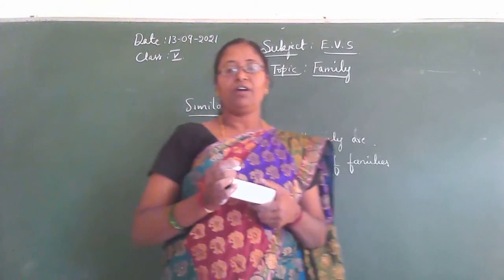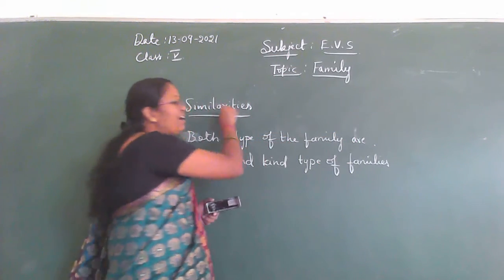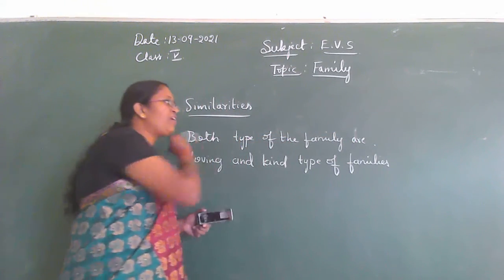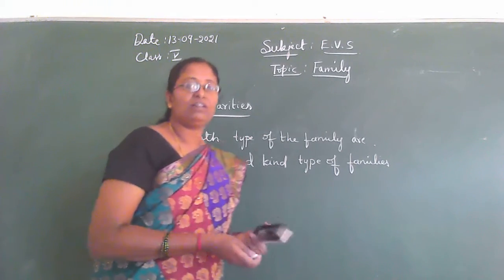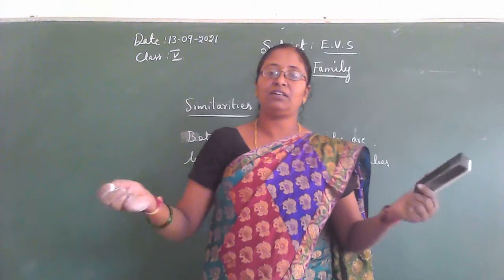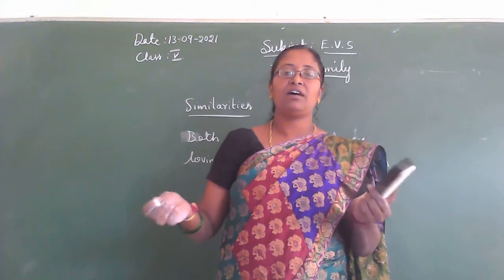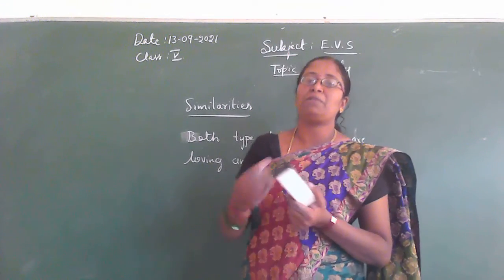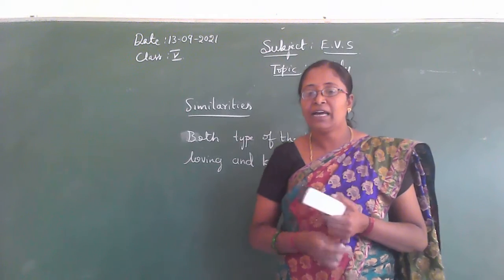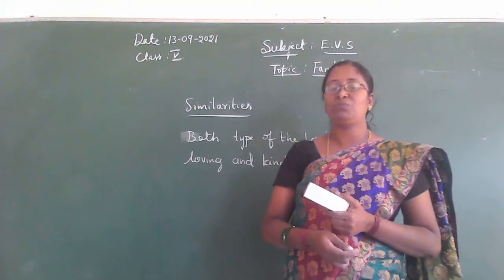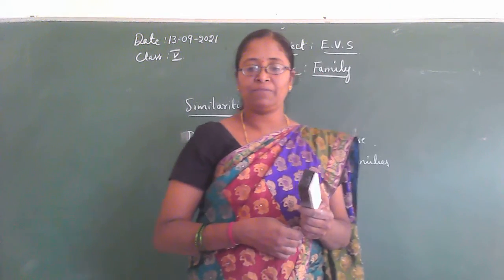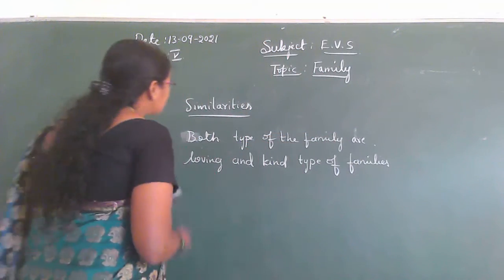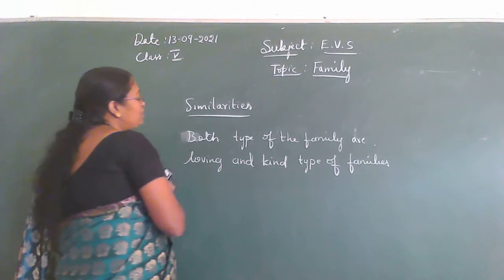Is it? And then this is the similarities we find in both the families, that is joint family and then nuclear family. They are loving each other. They are taking care of each other. They are understandable with each other. They are kind type of families. Both the families are kind type of families. So then, what is the difference? So this is about the similarities.